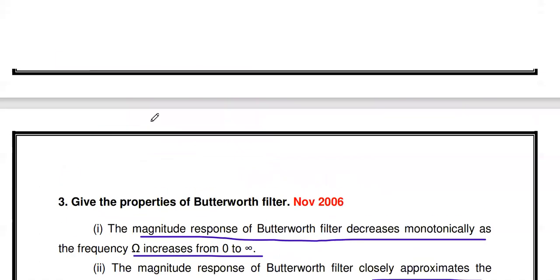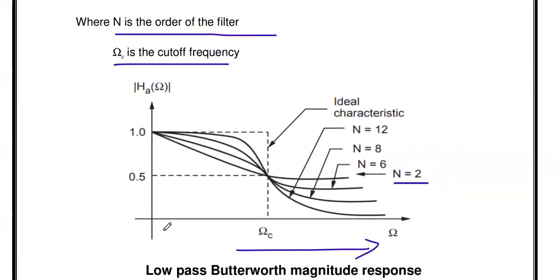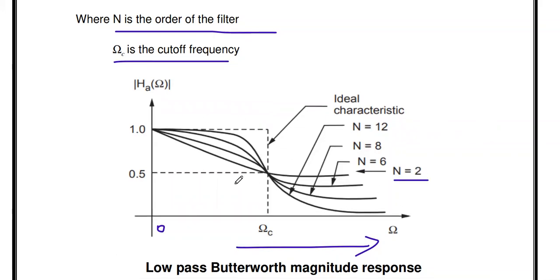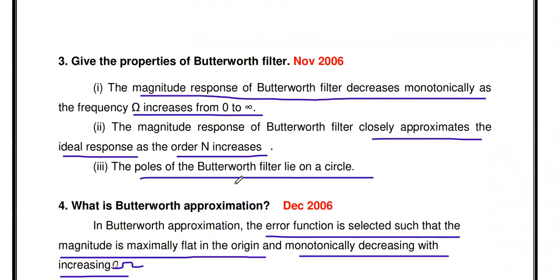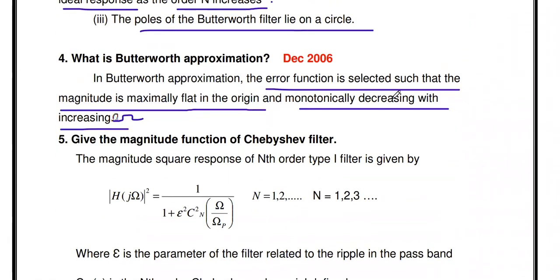Okay, so you see the graph. Initially, for the frequency 0 to this omega c, it is maximum, maximally flat. Then whenever the frequency increases, it monotonically decreases. So the Butterworth approximation is an error function selected such that the magnitude is maximally flat at the origin and monotonically decreasing with increasing frequency.